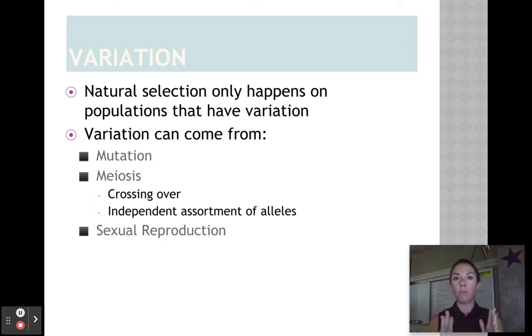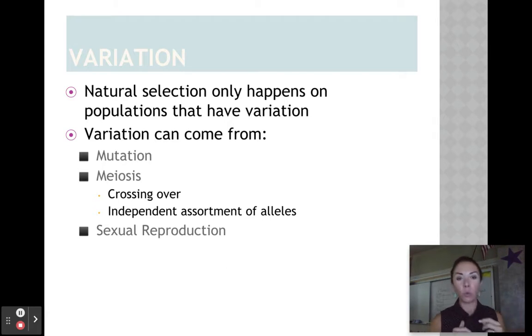Meiosis is the process where I get my mom's genes and my dad's genes, and some crossing over occurs. So every egg and every sperm that's made is not identical. They're all genetically different because I get crossing over of chromosomes and independent assortment of alleles. Just write those down for now under meiosis, because we will go back into those more in depth later in the year.